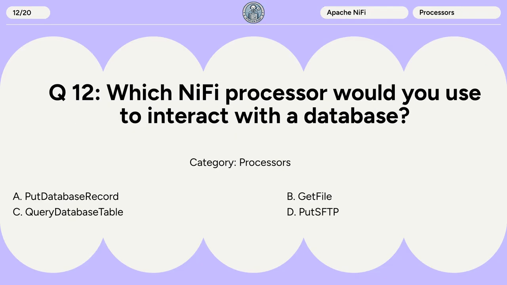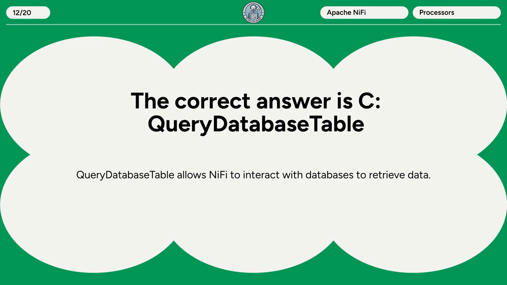Question 12. Which NiFi processor would you use to interact with a database? A. Put database record. B. Get file. C. Query database table. D. Put SFTP. The correct answer is C. Query database table. Query database table allows NiFi to interact with databases to retrieve data.